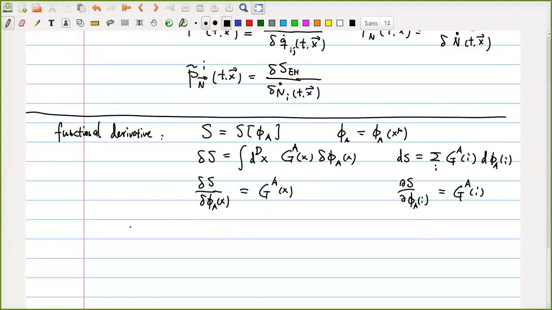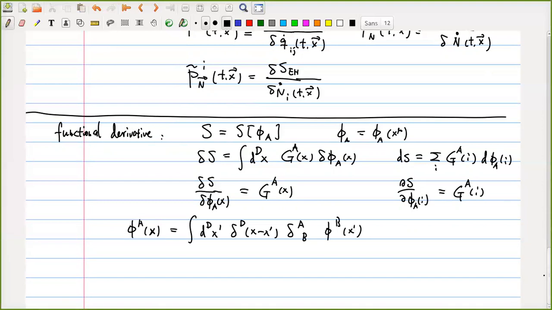As a special case, you can consider phi a itself. This phi a of x you can write as the integral of phi a of x. This integral is just integrating a delta function: the integral over x prime of delta(x minus x prime) delta ab phi b of x prime.